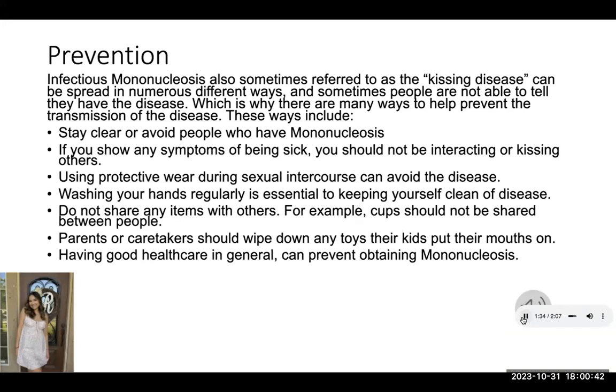Next, this point is more directed towards parents or caretakers: after any playtime, parents should wipe down all toys that have been in their children's mouths. This is very essential to keeping your kids clean as well as other people, and helping people not spread the disease as much. And lastly, having good healthcare in general can be the main way to avoid any disease. Having a good hygiene system and taking care of yourself is a good way to not get infectious mononucleosis.